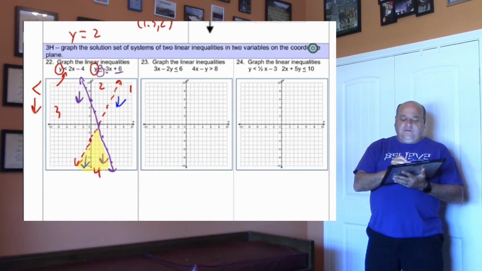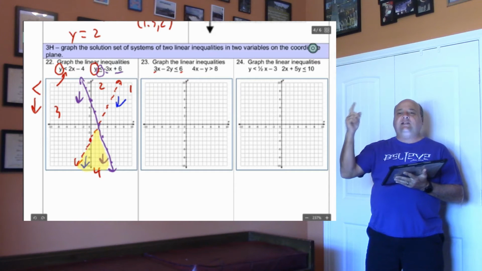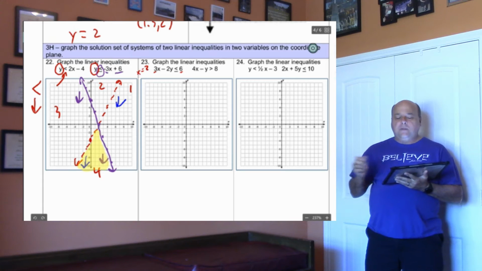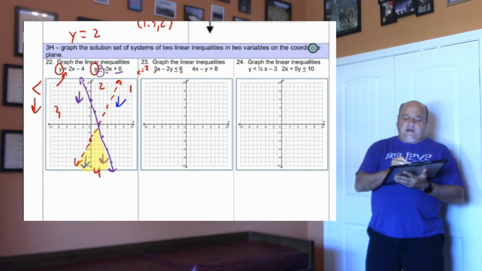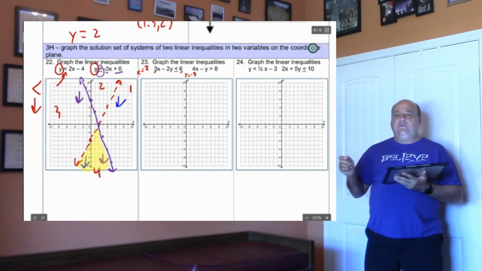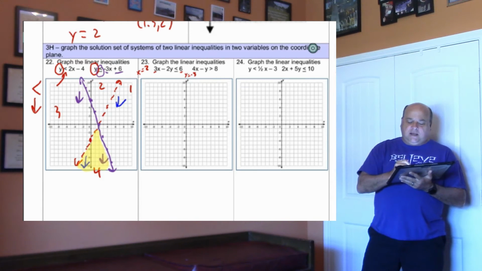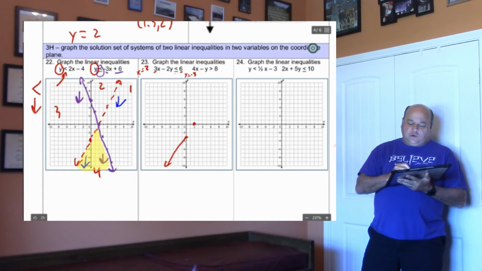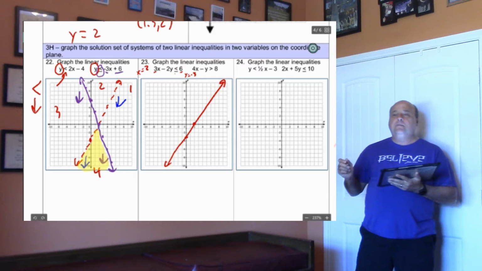So right here, if I do 6 divided by 3, that's my x-intercept. So my x-intercept is going to be 2. If I do 6 divided by -2, my y-intercept is -3. So I'm going to put a dot on the x-axis at 2, put a dot on the y-axis at -3, and this is going to be a solid line. So I'm going to draw a solid line going up.